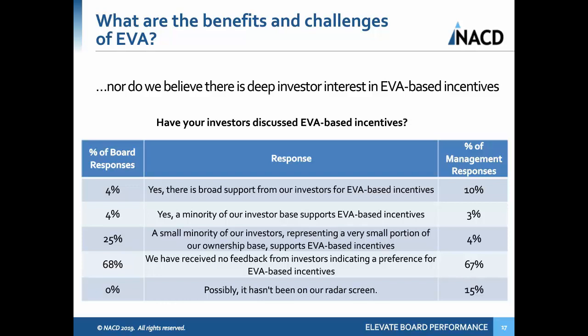And I think that as a summary performance metric, that's why ISS can look at their current scorecard and essentially collapse it into this kind of EVA scorecard.